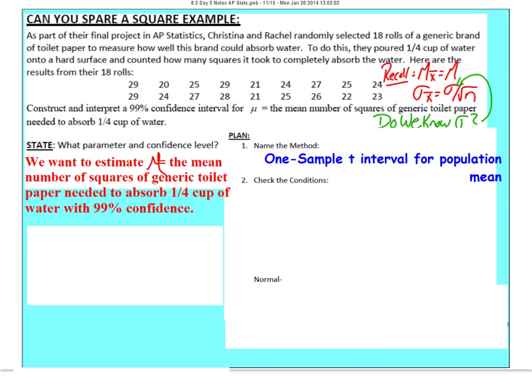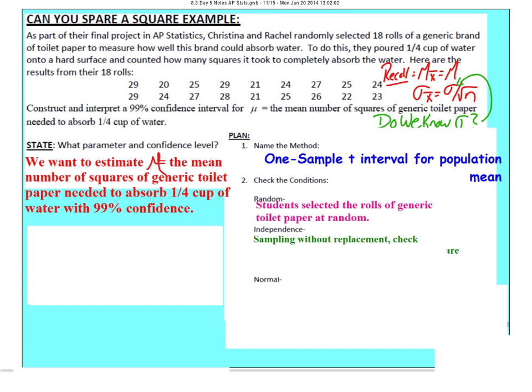Okay, let's check our conditions. For randomness, we would say here, students selected the rolls of generic toilet paper at random. For independence, students are sampling without replacement, so we're going to check the 10% condition. It's reasonable to believe that there are more than 180 rolls of toilet paper.